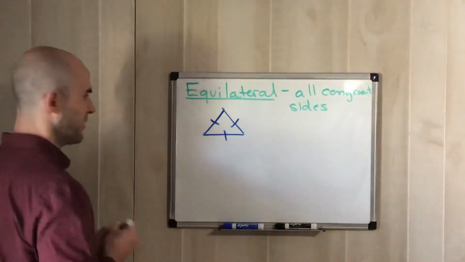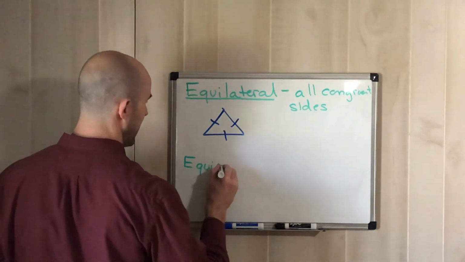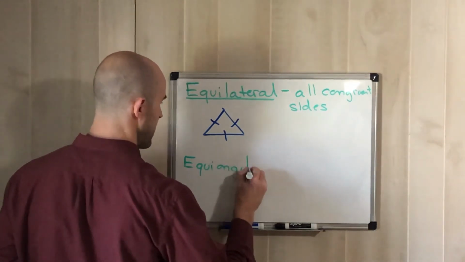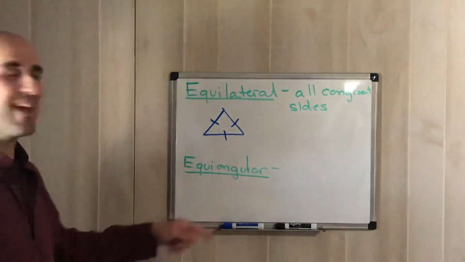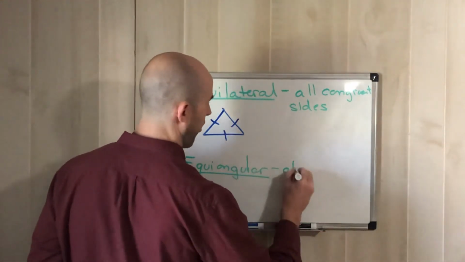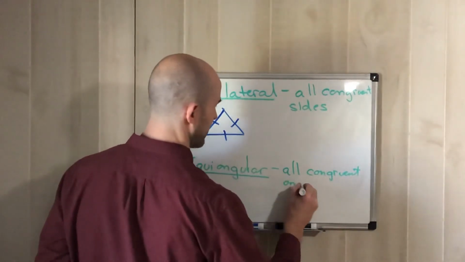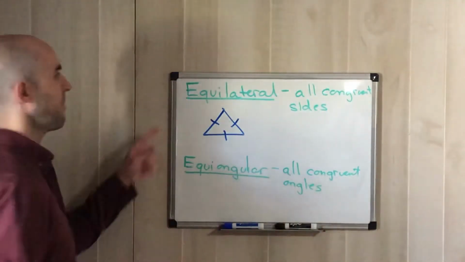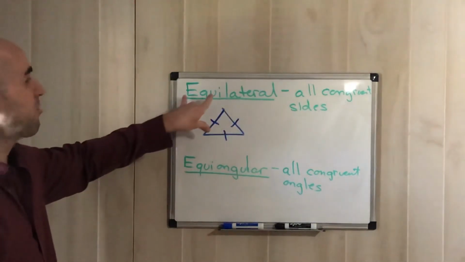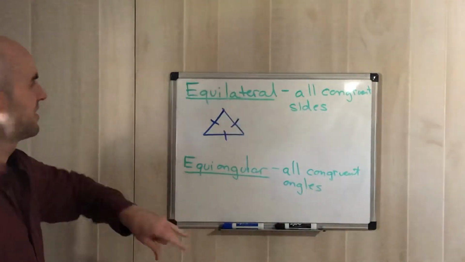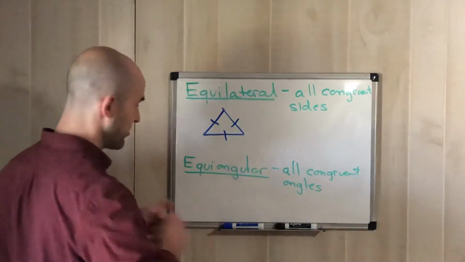Then there's another term, which I don't think you guys have ever heard of, which is called equiangular. If you listen to the word equiangular, it means that we have all congruent angles. Equilateral means that all the sides are the same, because lateral literally means sides and equi means equal, equal sides. Equiangular means equal angles. So equiangular means that all the angles are congruent.